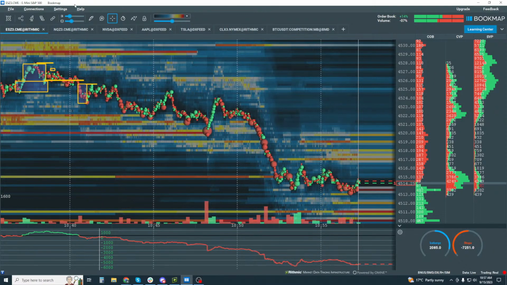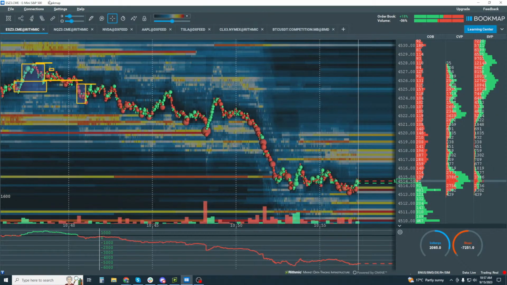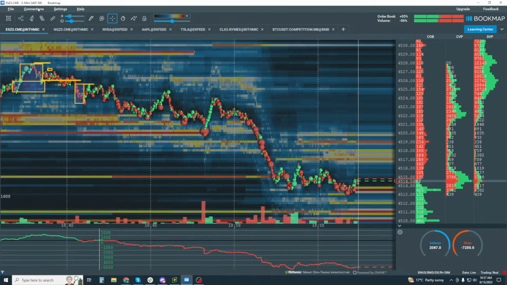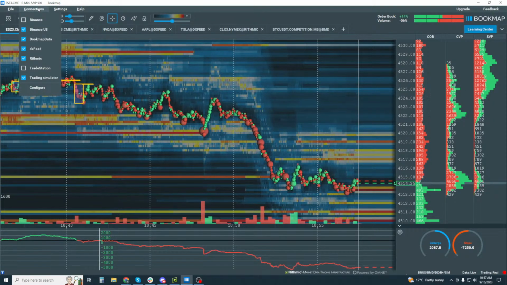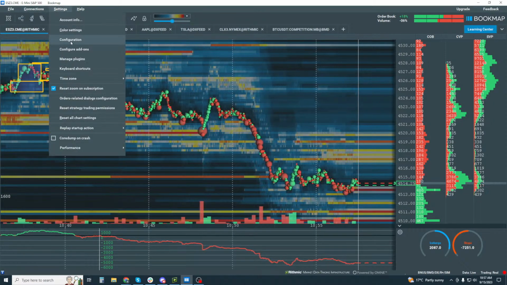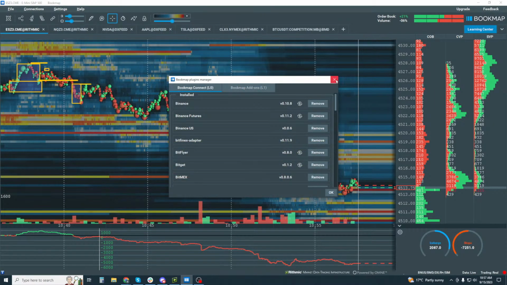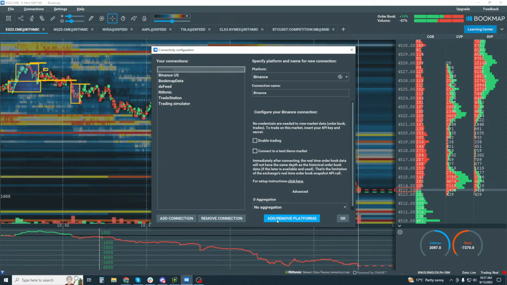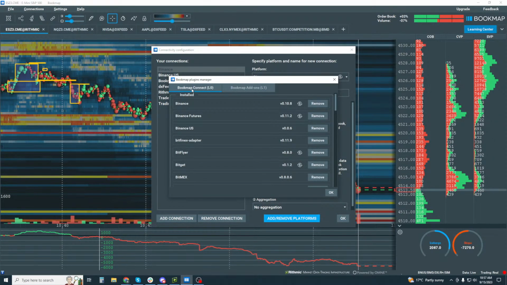If you did, the next step here, well, you don't even need to register to connect to Bookmap data. To connect to the simulator, however, you will need to register. You'll just need to go again to manage plugins, or there's another way to get to it. You can go through configure here, add and remove a platform here. That'll take you to the same link to manage your plugins.